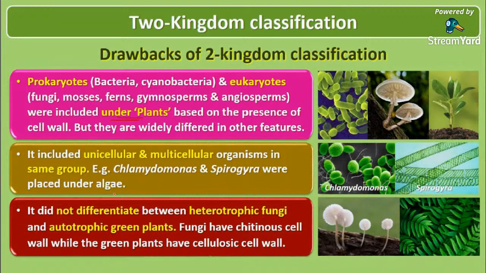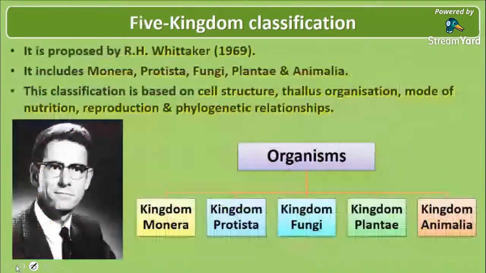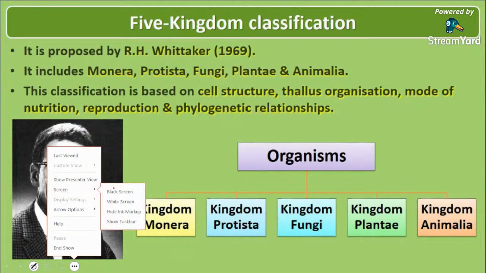Fungi have a chitinous cell wall, which we will learn in the upcoming sessions on kingdom Fungi, and green plants have a cellulosic cell wall, but all these were included together. Therefore, we cannot accept this two kingdom classification as a permanent one. So after that, further classifications came, before the five kingdom classification.